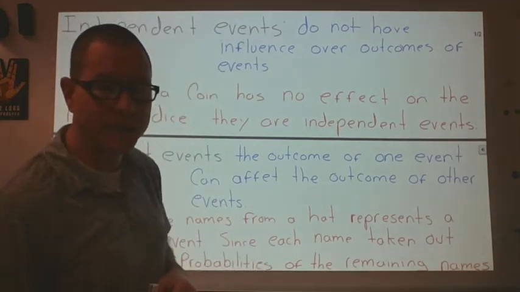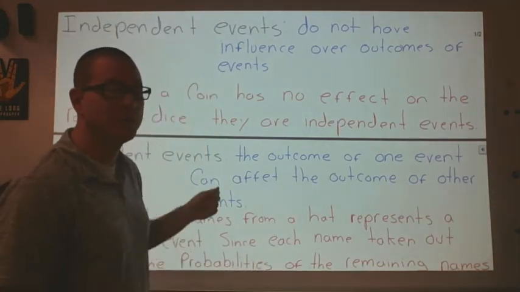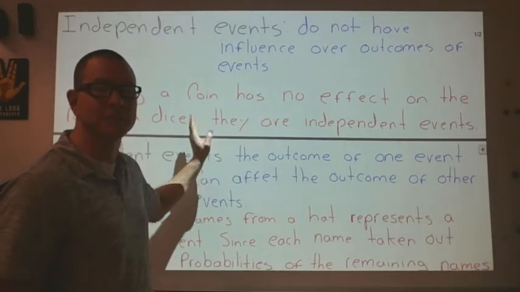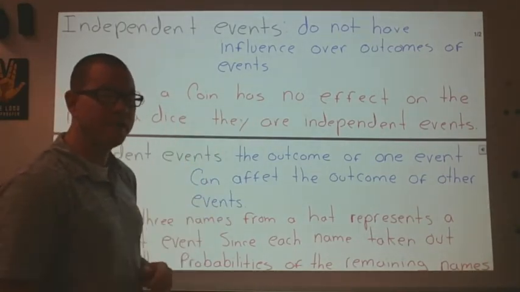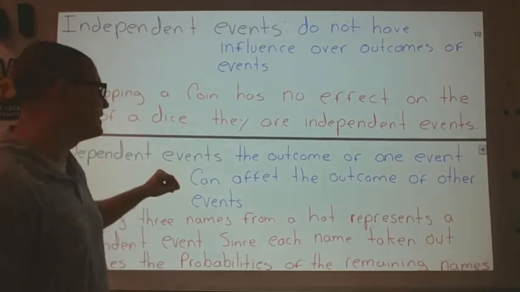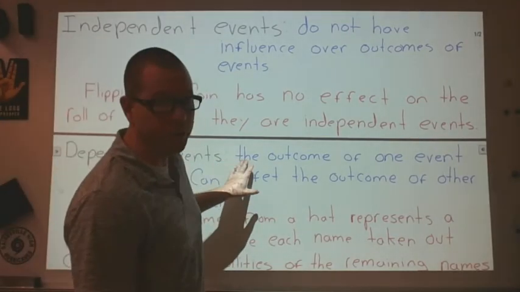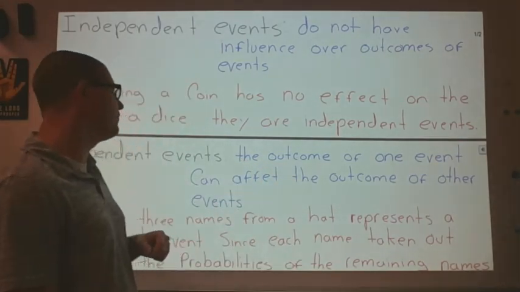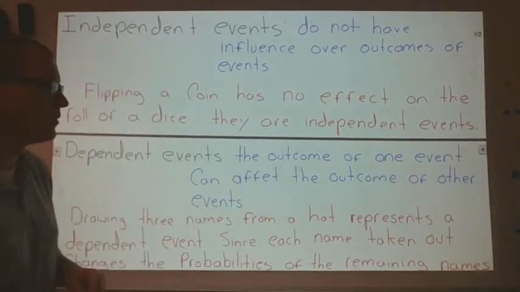If you flip a coin and get a head, it's not more likely that you're going to roll a 3, 4, 5, or 6 instead of a 1 or 2. They do not have any effect on each other whatsoever. But dependent events do affect each other. So the outcome of one event can affect the outcome of the other event.